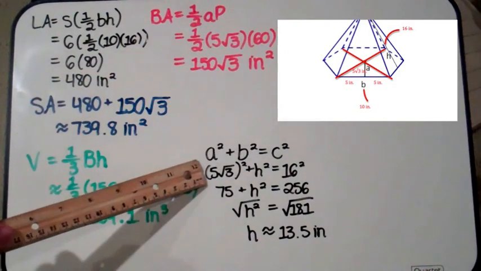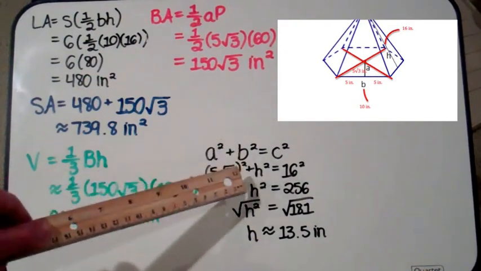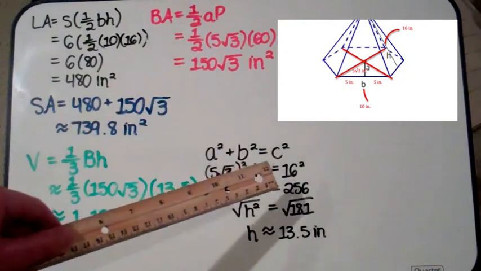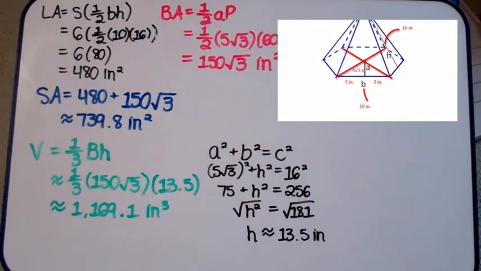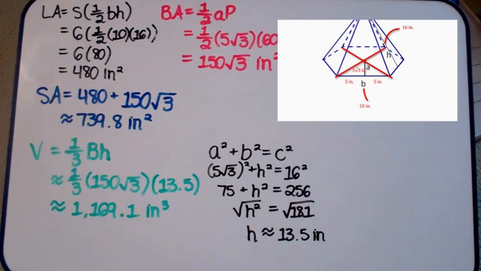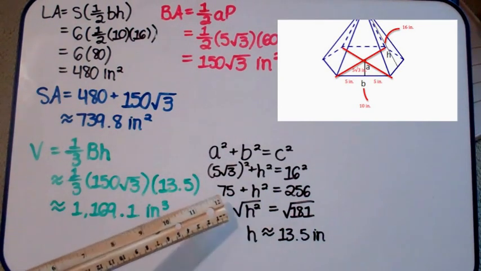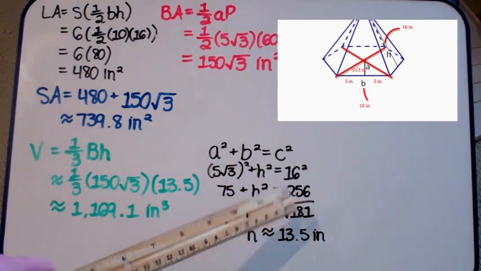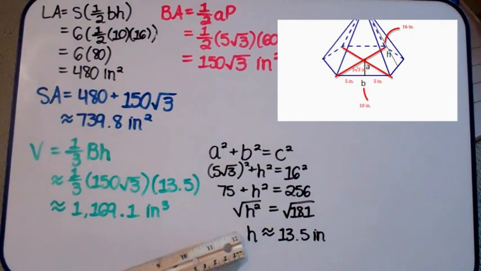Substitute our values. Here's our apothem, 5 root 3 squared, plus the height squared equals the slant height squared, or 16 squared. Multiply on both sides and you will get 75 plus h squared equals 256. Subtract 75 from both sides and take the square root of both sides to get h equal to the square root of 181. You will get the height to then equal approximately 13.5 inches.